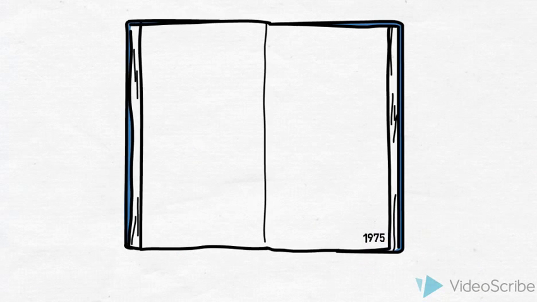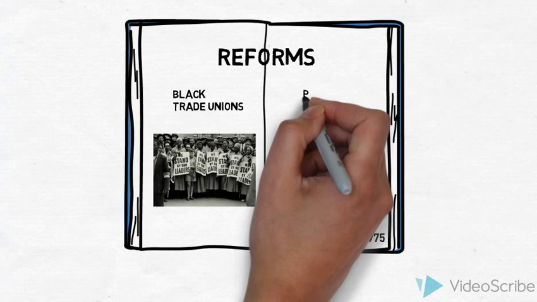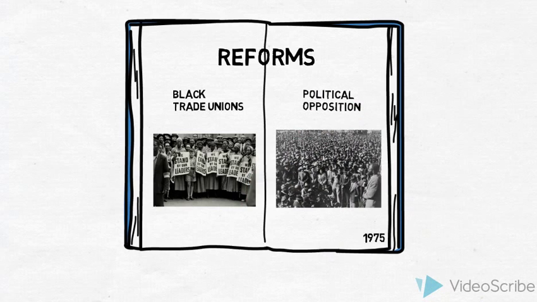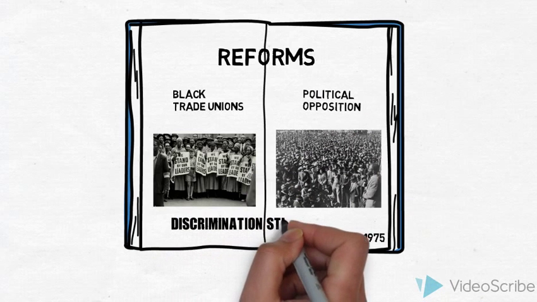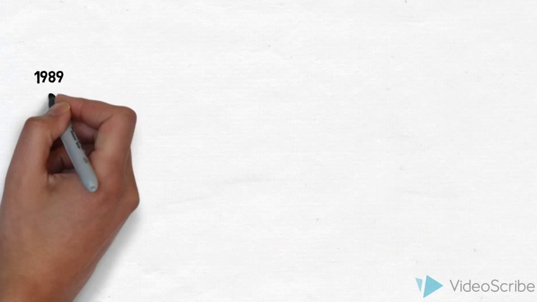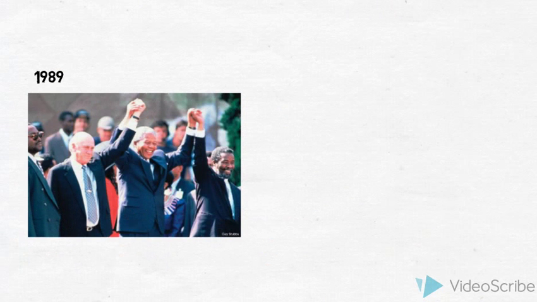From 1975, a series of reforms allowed the organization of black trade unions and the political activity of the opposition. In 1984, the Constitution opened participation in Parliament to the mestizos, but continued excluding blacks, more than 75% of the population. In 1989, the new president, Frederik Willem de Klerk, completed the process of abolition of apartheid and released Mandela after 27 years in prison.